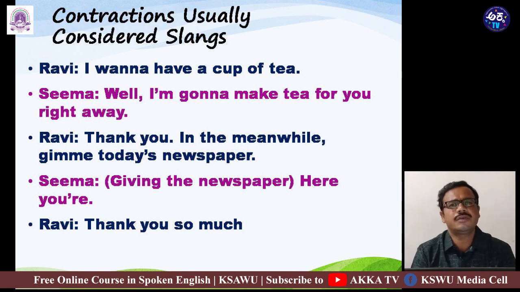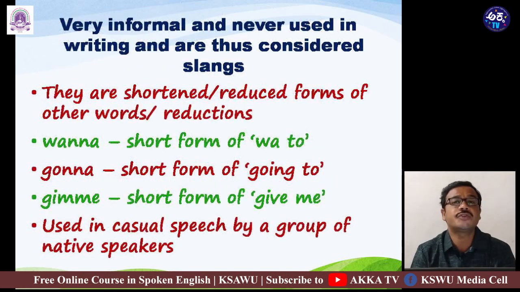Right? So this is a conversation between Ravi and Seema, and I would like you to pay special attention to a few of the words here. First one is wanna. I wanna have a cup of tea. Wanna means want to. And then Seema says gonna. I'm gonna make. Gonna means going to. And then gimme. Give me is contracted as gimme.